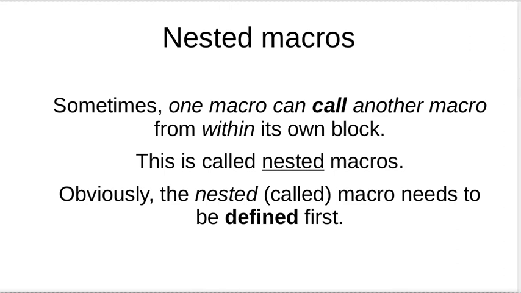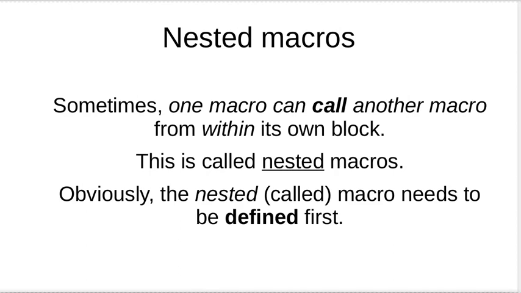Sometimes one macro can call another macro from within its own block, just like we can have a for loop which has another for loop inside, and functions which call other functions within themselves. Similarly, we can have if-else statements with other if-else statements inside the block. This is called nesting, and a similar concept can be applied to macros, and in that case the macros are referred to as nested macros.